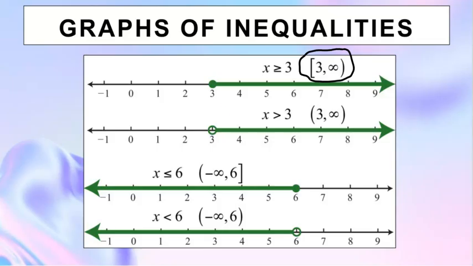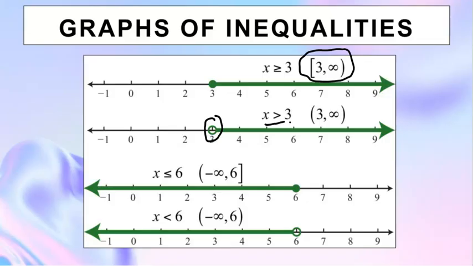The second example, there's an open circle here, and it's an open circle because it cannot equal 3. So 3 is not part of the solution set. So this one says x is greater than 3. And you'll notice in interval notation, they use parentheses on both sides.